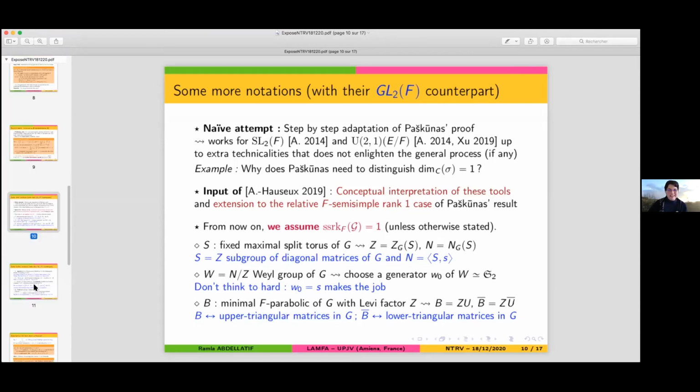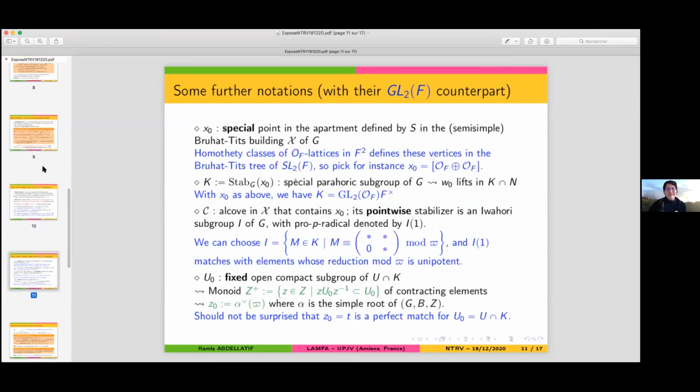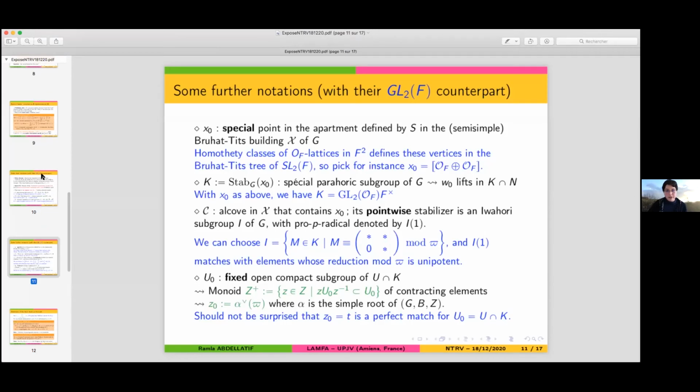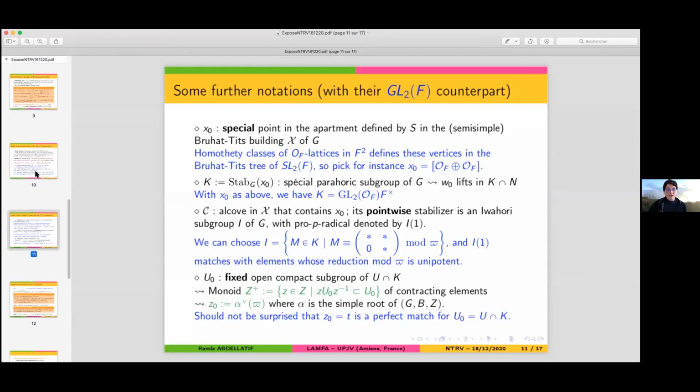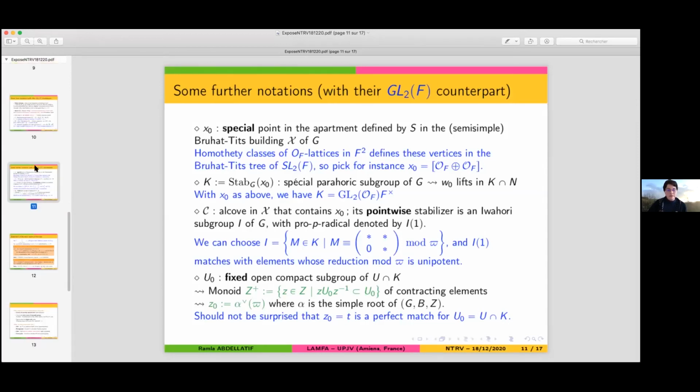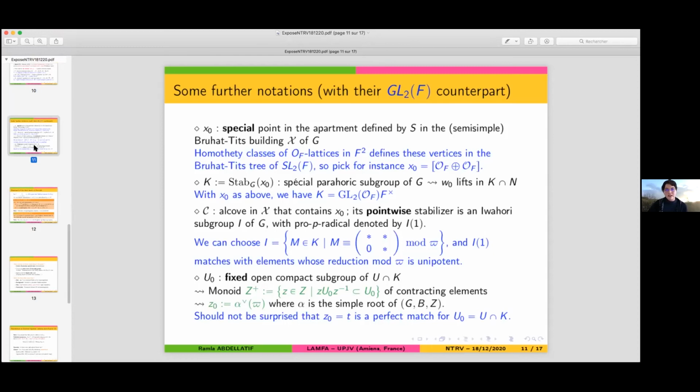A bit more notation. Now we have to define the analog of K and the sigma and whatever. To do that, you need to fix a special point in the apartment defined by the split torus S in the semi-simple Bruhat-Tits building of G. You've seen this Bruhat-Tits building in Jessica's talk. It's just a tree, the tree of SL2.